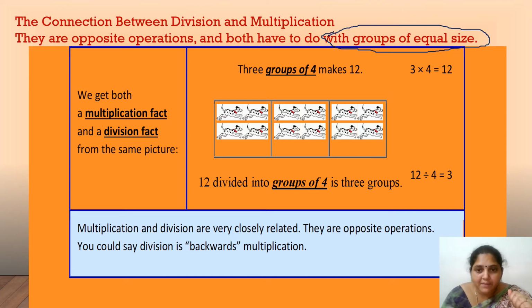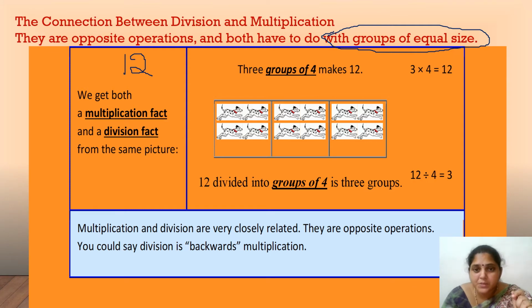So I have given a picture here. Observe that picture so that you can understand the relation between multiplication and division. What is the picture here? It is a picture of dogs. How many dogs are there in total? 1, 2, 3, 4, 5, 6, 7, 8, 9, 10, 11, 12. We have 12 dogs all together.